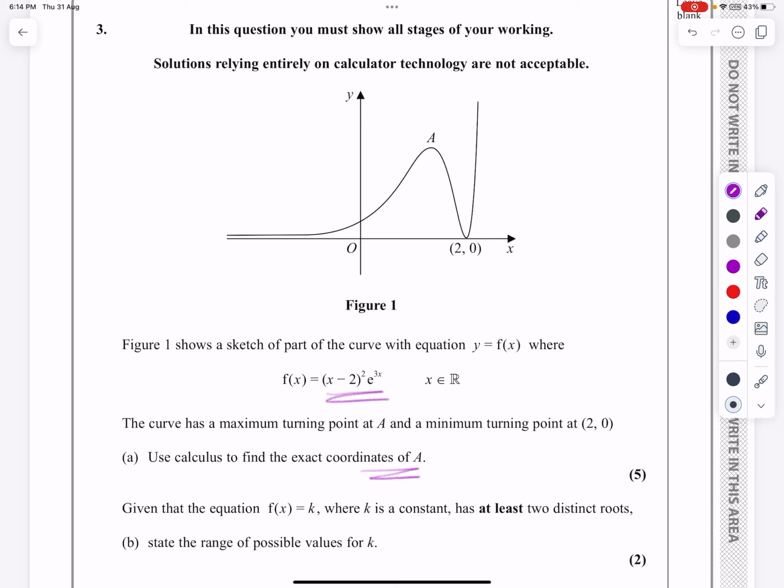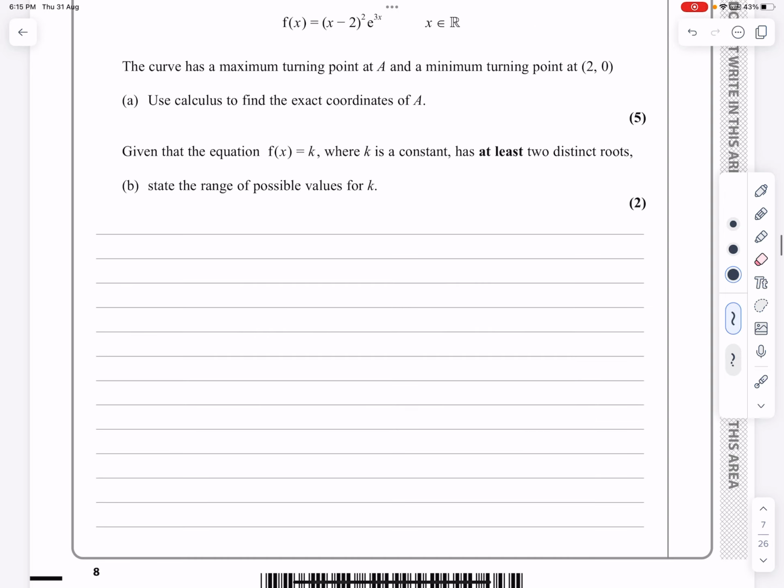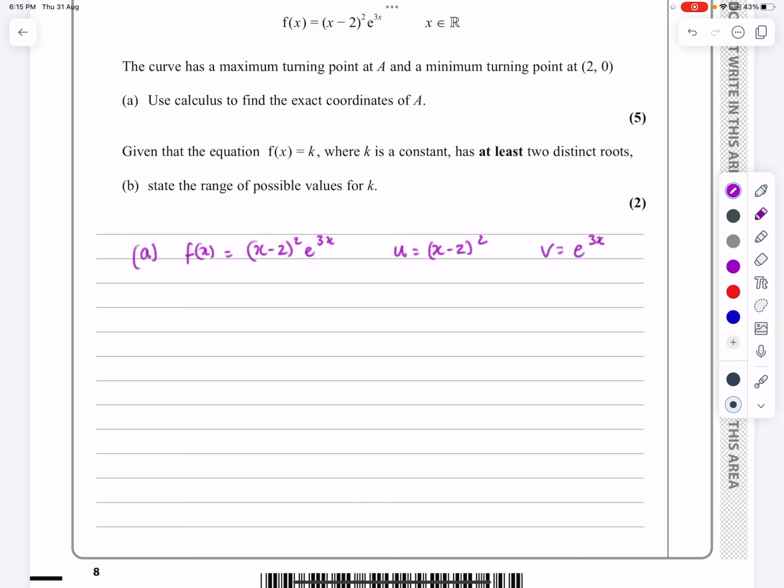Looking at our function, the way that we're going to differentiate this is as a product, a u and a v. So let's do that. We'll worry about the second part once we've done the first part. So part A, we said our function was given by f(x) is equal to (x minus 2) squared e to the 3x. As I said, I'm going to let u be equal to (x minus 2) all squared, and v be equal to e to the 3x.